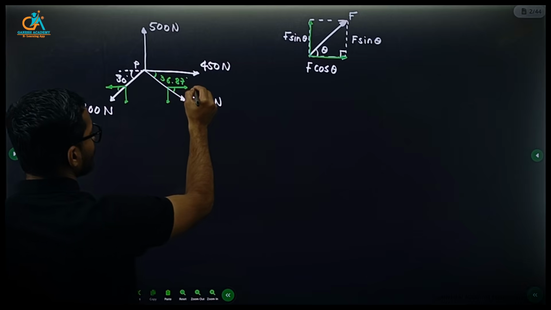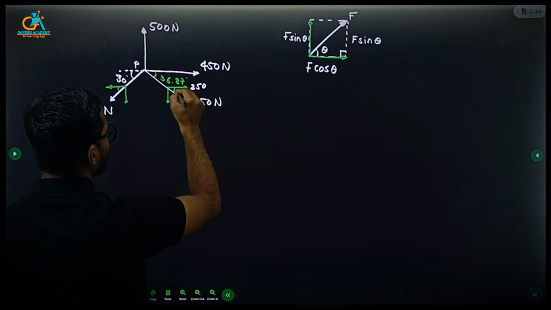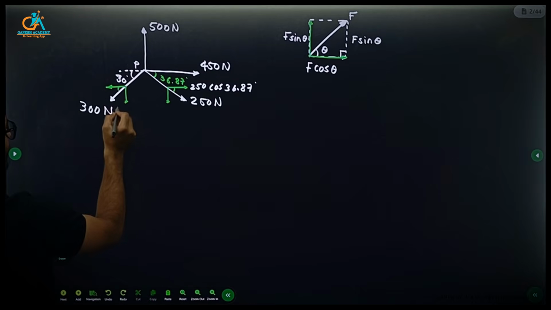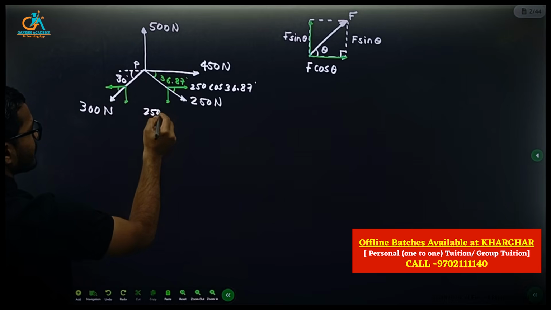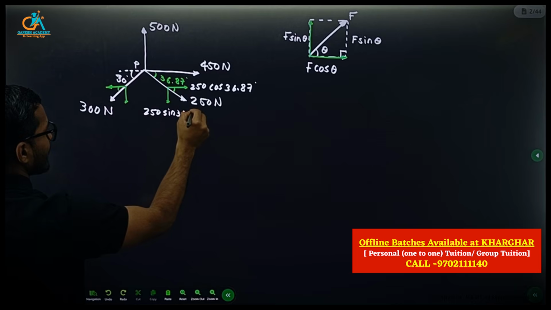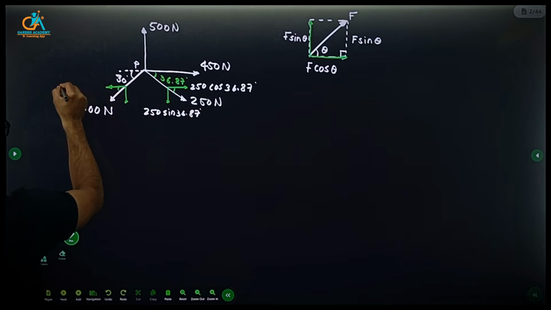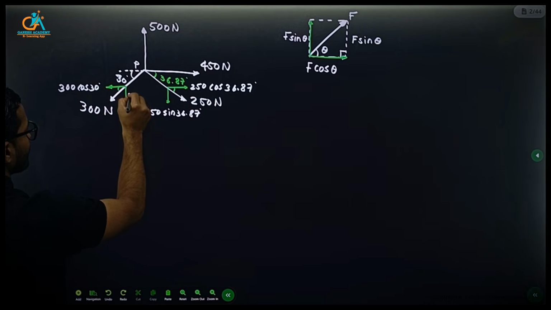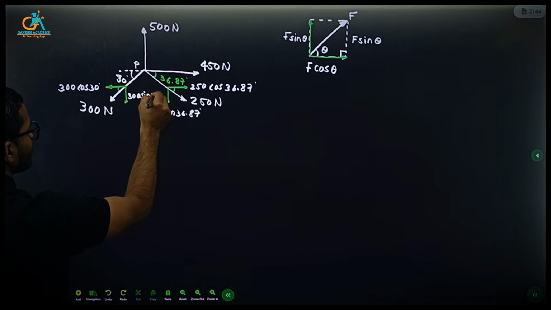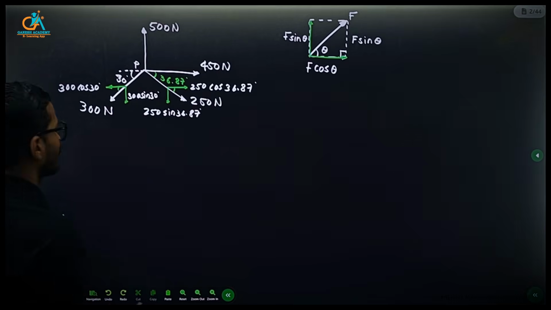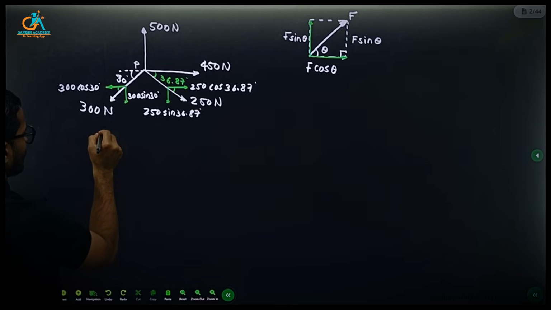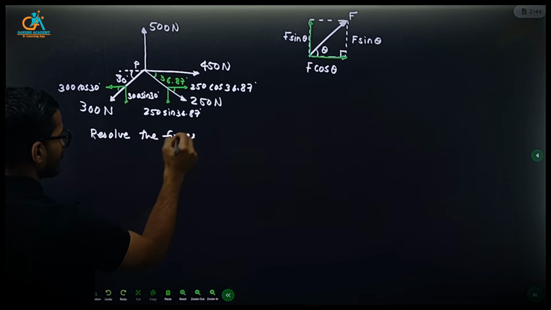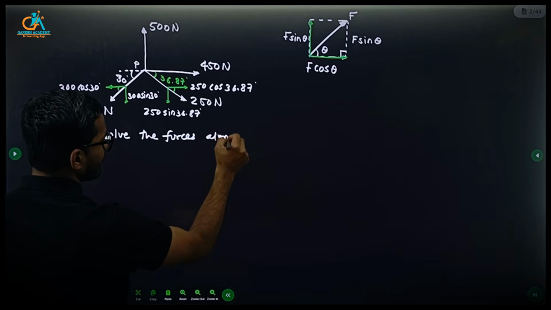Okay, so this is going to be 250, and with angle means cos component, angle is 36.87, and this is going to be 250 cos 36.87 and 250 sin 36.87. In the same way 300 cos 30 and 300 sin 30. Okay, first we have done the resolution. So we solve the forces along x and y axis.